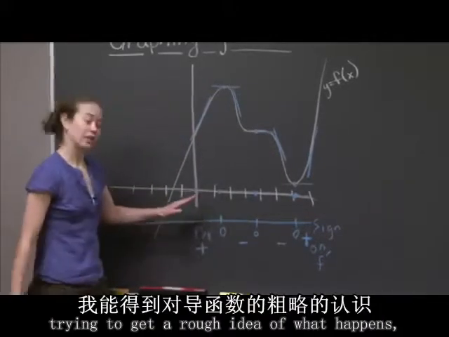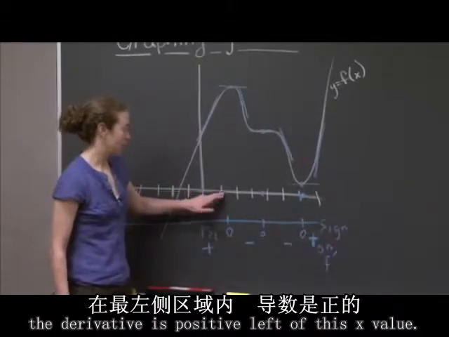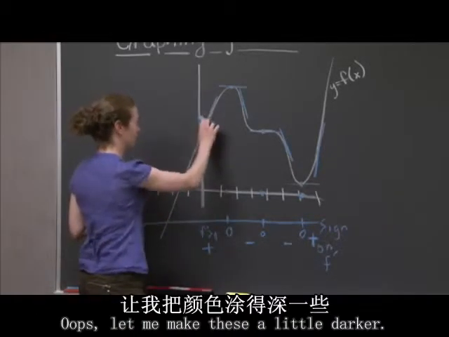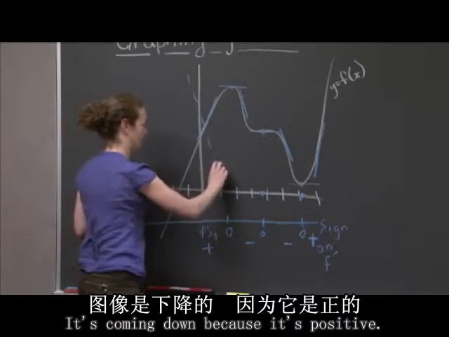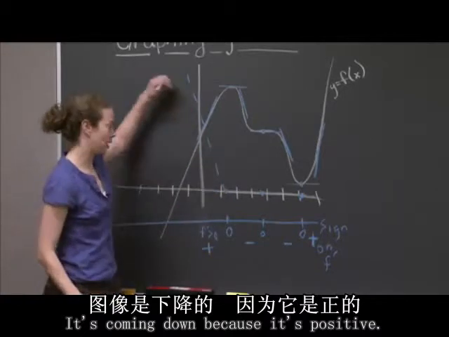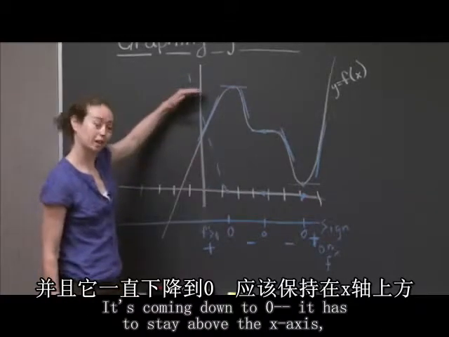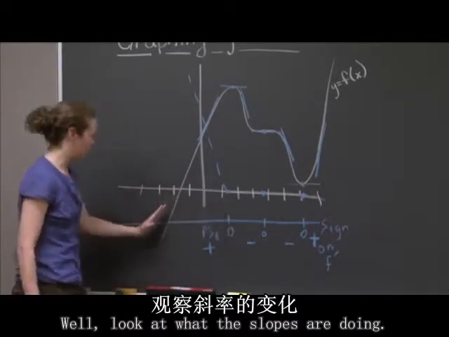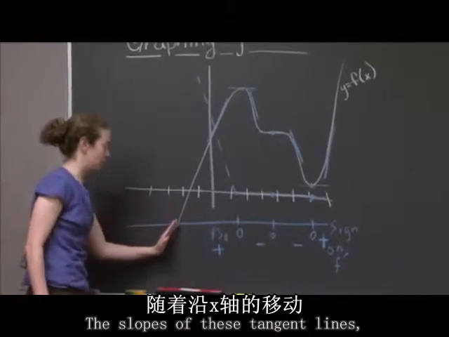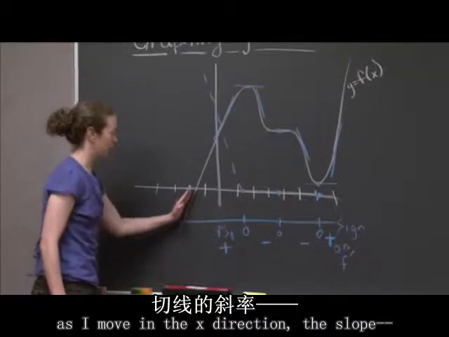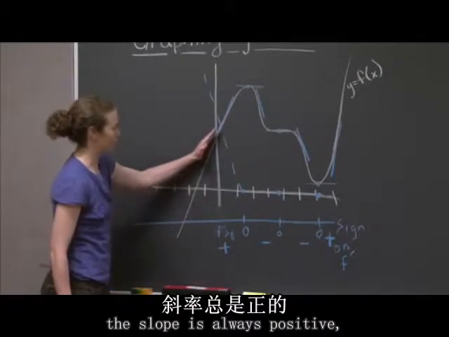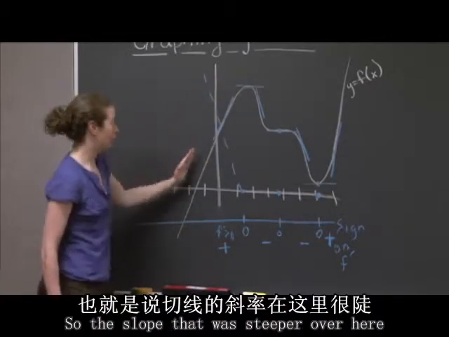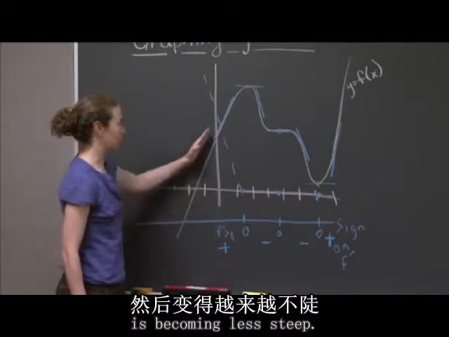And then if I were just trying to get a rough idea of what happens, the derivative is positive left of this x value. So it's certainly coming down. Oops, let me make these a little darker. It's coming down because it's positive. It's coming down to 0. It has to stay above the x-axis, but it has to head towards 0. Right? What does that actually correspond to? Well, look at what the slopes are doing. The slopes of these tangent lines, as I move in the x direction, watch what my hand is doing. The slope is always positive, but it's becoming less and less vertical, right? It's headed towards horizontal. So the slope that was steeper over here is becoming less steep.